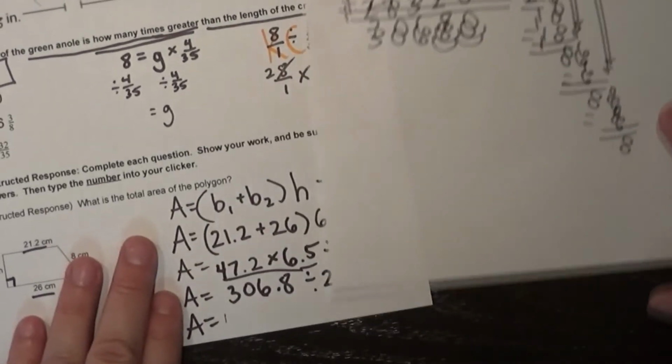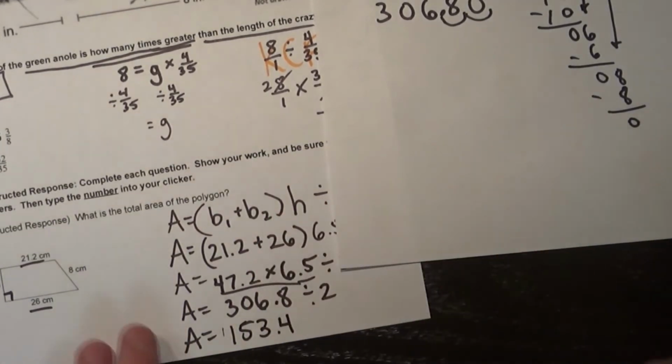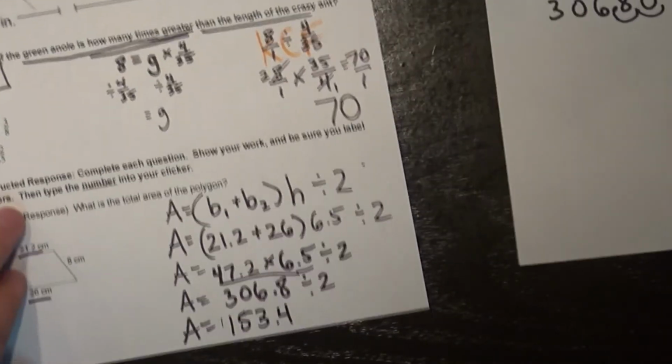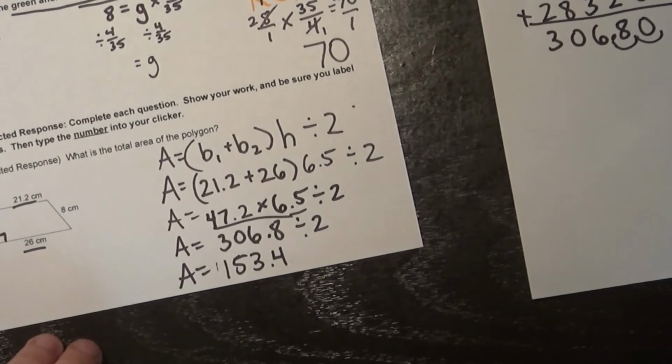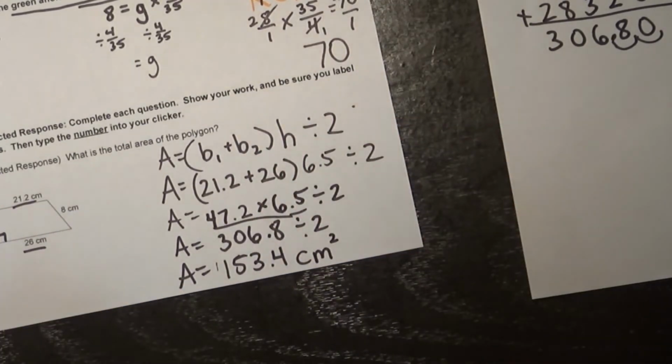So my answer then is 153.4, 153 and 4 tenths. But I must include my label here, and my label, of course, for area is going to be centimeters squared. So I have to make sure I include that label. So there's our work for number 2. Again, we just use the area formula that we should know for a trapezoid, plug in the numbers that we know from the shape, and then it's just a matter of doing PEMDAS.